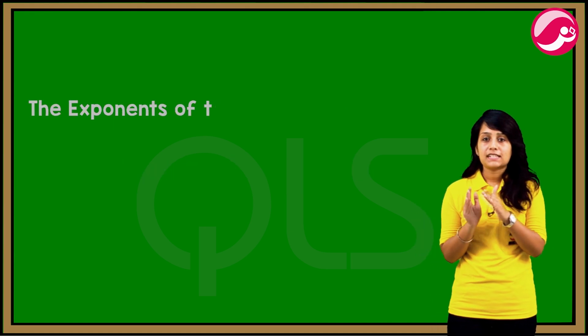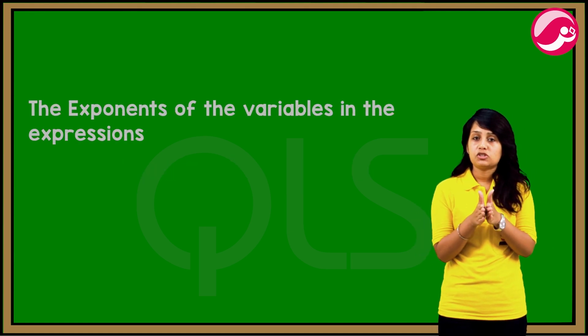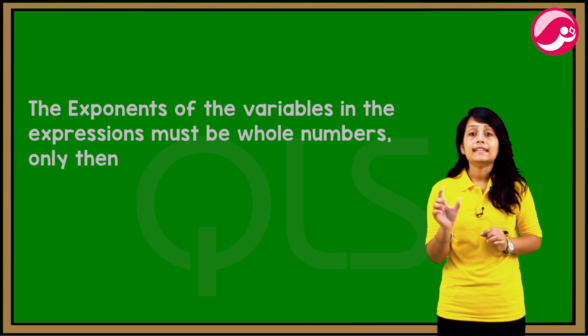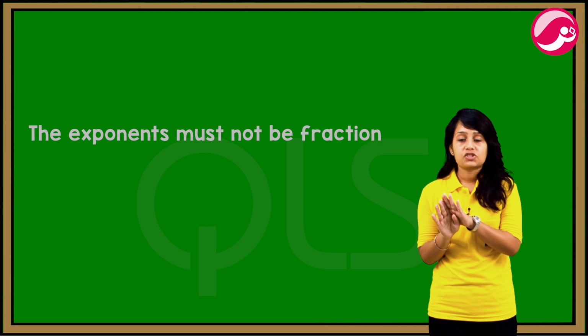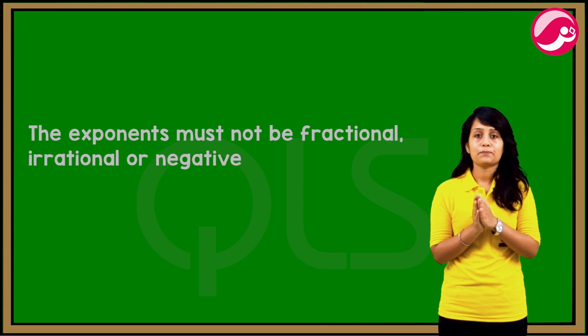This means that the exponents of the variables in the expression must be whole numbers. Only then the expression is called a polynomial. The exponents must not be fractional, irrational or negative.